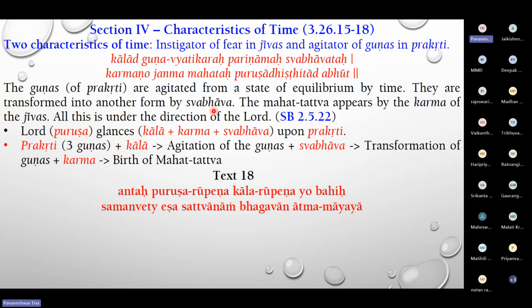Then karma interacts with the transformed three gunas. Then they produce Mahatattva. So it's basically that these three are interacting with these three. As a result, Mahatattva is produced. What is happening in between? The three stages are indicated. First agitation, then transformation, then production.